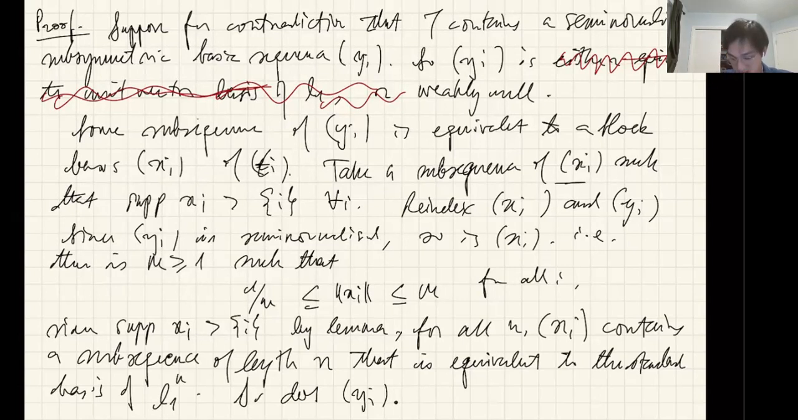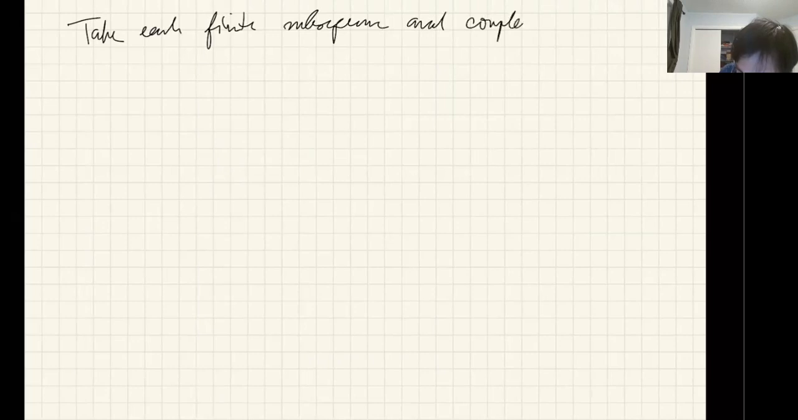Now, if you take each of these, so take each finite subsequence, and complete it to an infinite sequence.